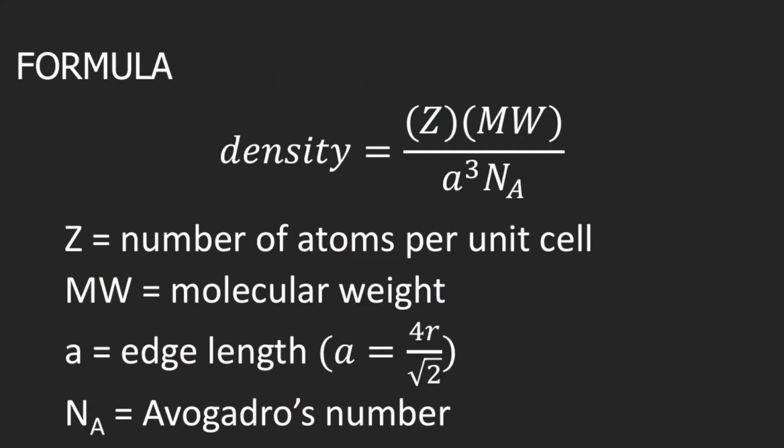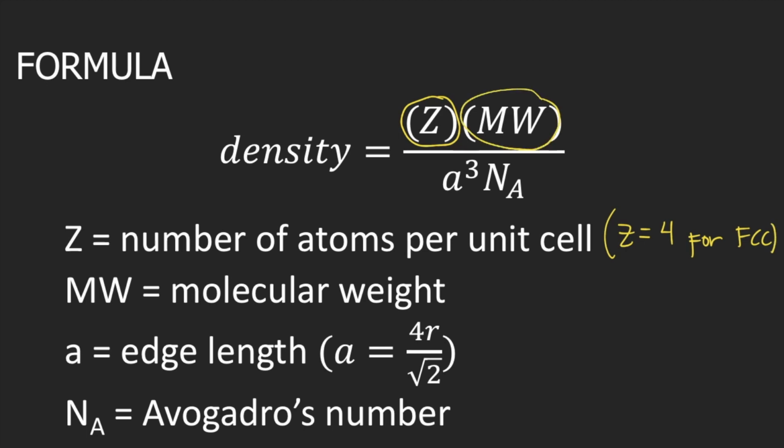In solving the density of a unit cell, it is equal to Z times MW divided by A cubed times NA. Z stands for the number of atoms per unit cell, and it depends on the structure of the unit cell. It's different for FCC, BCC, simple cubic, etc. For FCC, Z is always equal to 4. So there are 4 atoms per unit cell for FCC.